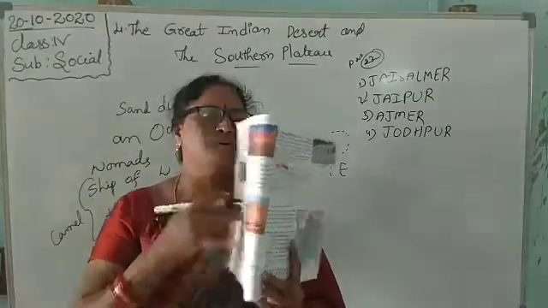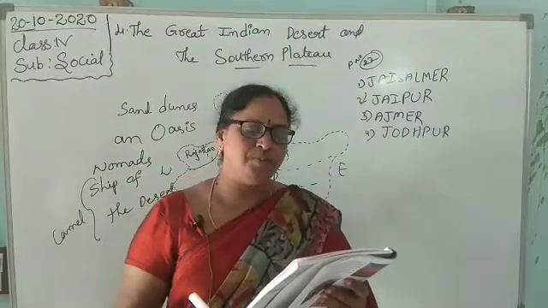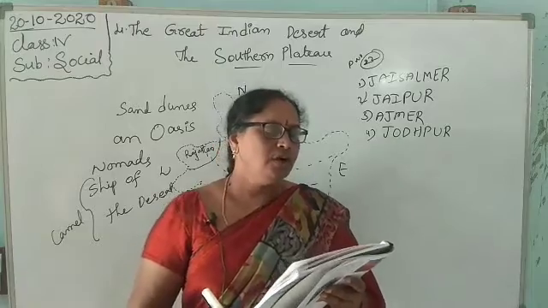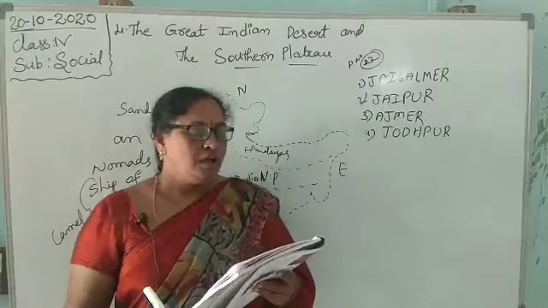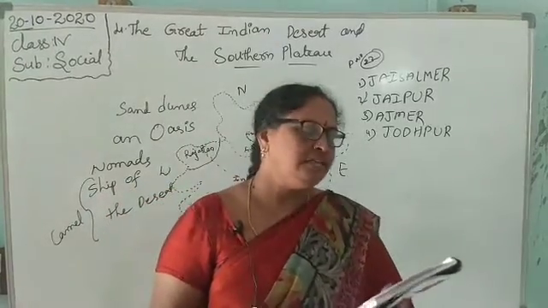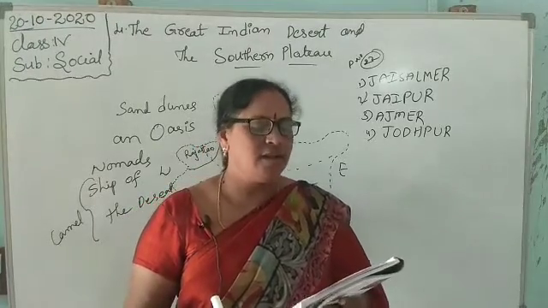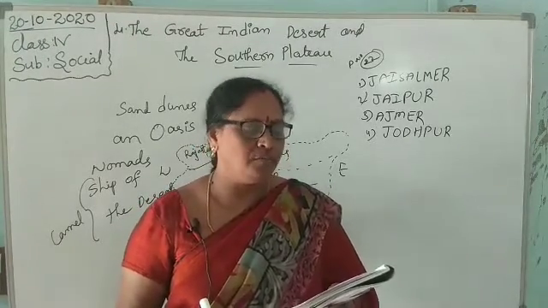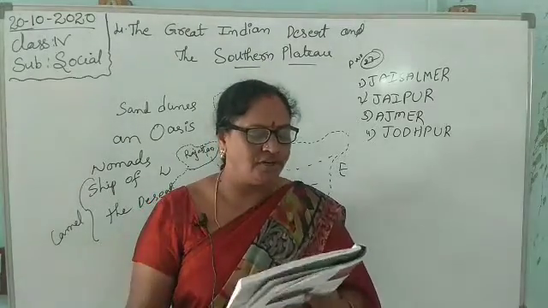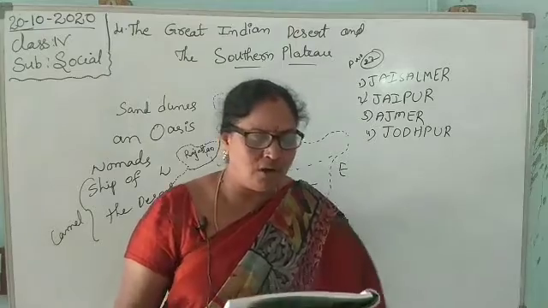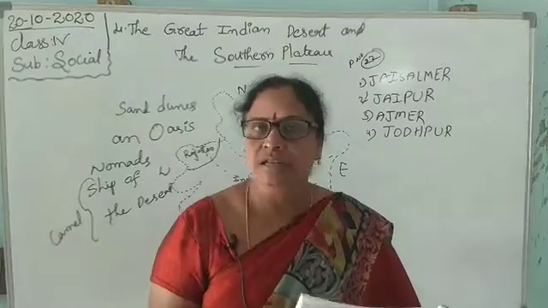Okay, children, I think so. Okay, next we can go. Our government has been making efforts to turn the desert into a green land. The only river that drains into the desert is the Luni. It is a seasonal river, therefore water from the Sutlej and its tributaries is being diverted to the desert through a long canal. This is called the Indira Gandhi Canal, Rajasthan Canal.